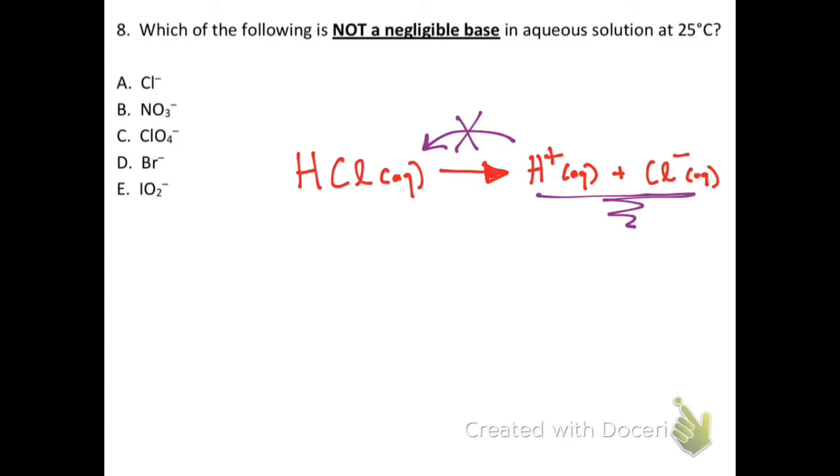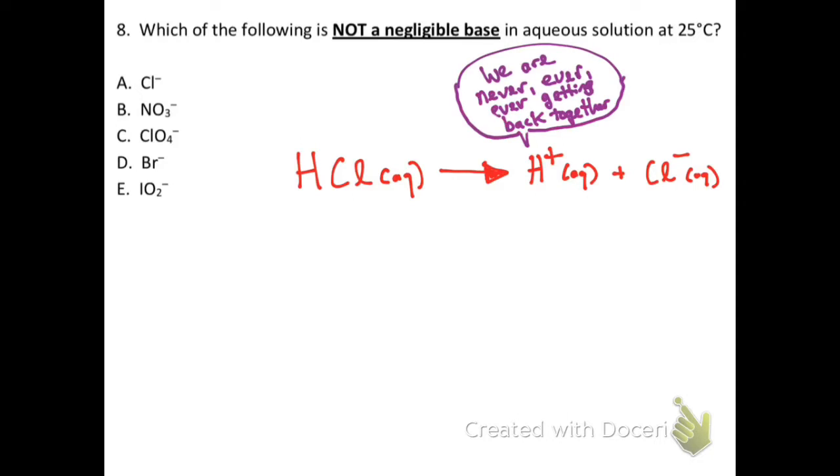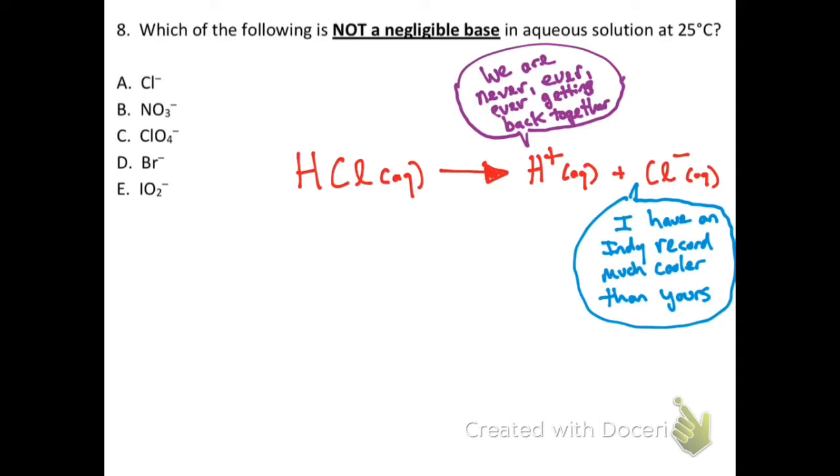So I like to call this the Taylor-Swift hypothesis with regards to strong acid dissociation, because the H+, well, it's basically saying, we are never, ever, ever getting back together. And the Cl- responds by informing the H+ that it has an indie record that's much cooler than H+'s. Anyway, long story kind of goofily put here.